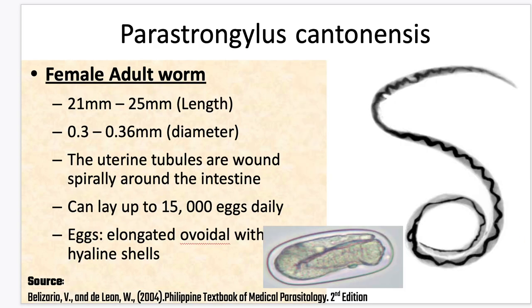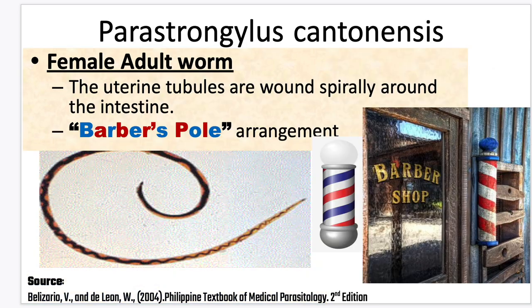So your female adult worm, they go up to 21 millimeters to 25 millimeters in length, and its diameter is 0.3 to 0.36 millimeters. The uterine tubules are wound spirally around the intestine, thus giving them a barber's pole arrangement. Yung barber's pole arrangement is, di ba, ganito.